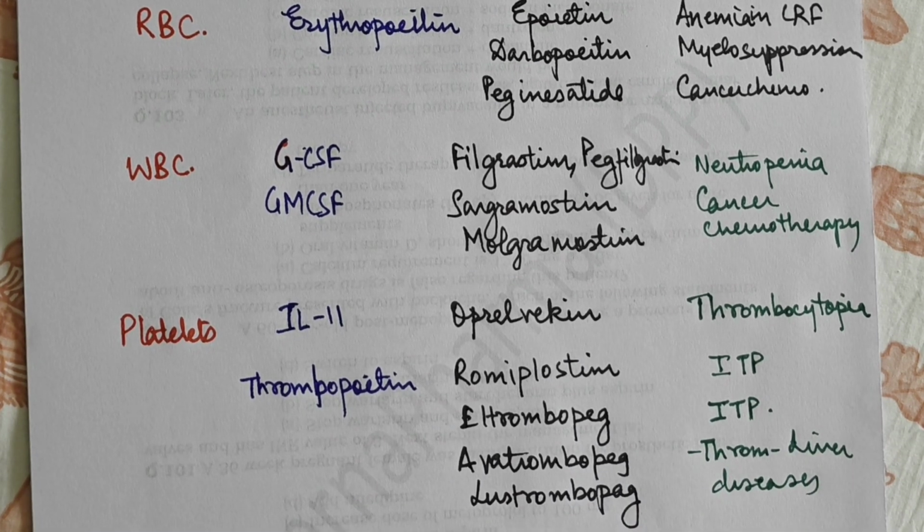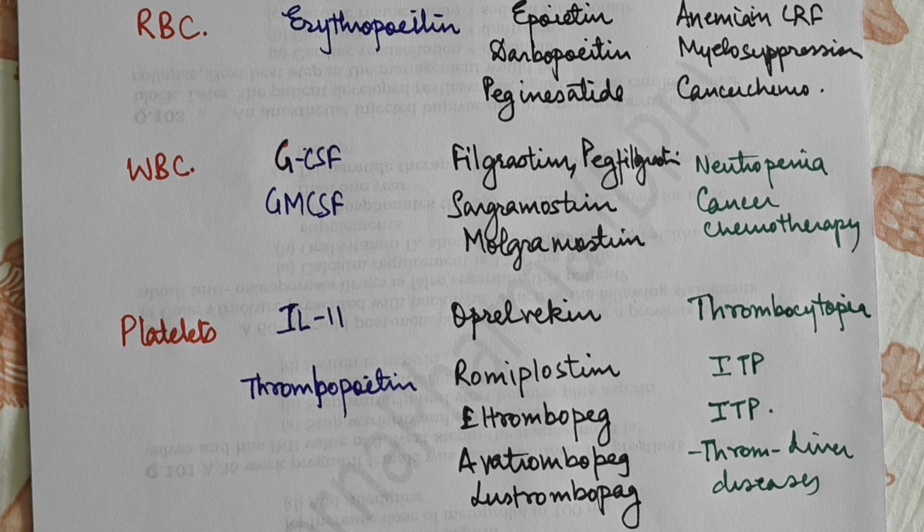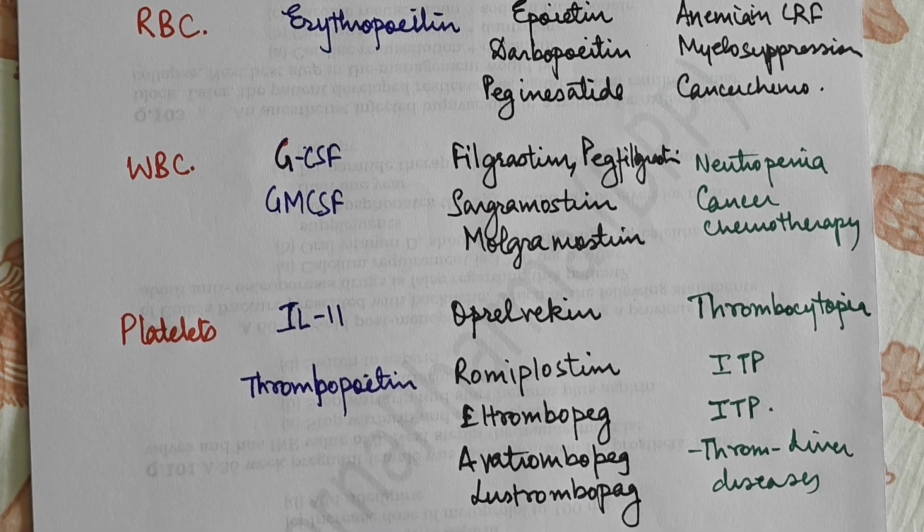So this is the summary of the growth factors that we have to remember: RBCs, WBCs and platelets. For RBCs it is darbepoetin, peginesatide; for WBCs, filgrastim and sargramostim; and for platelets it is oprelvekin and romiplostim. Mainly you have to remember these.